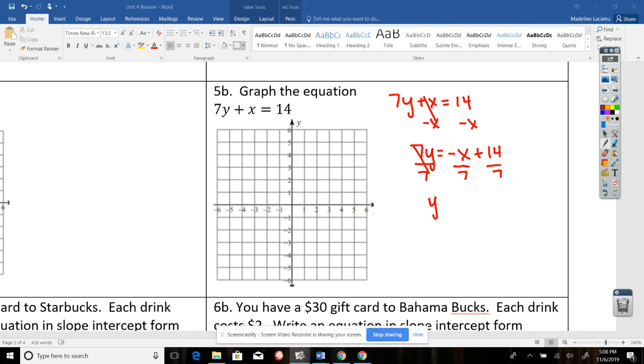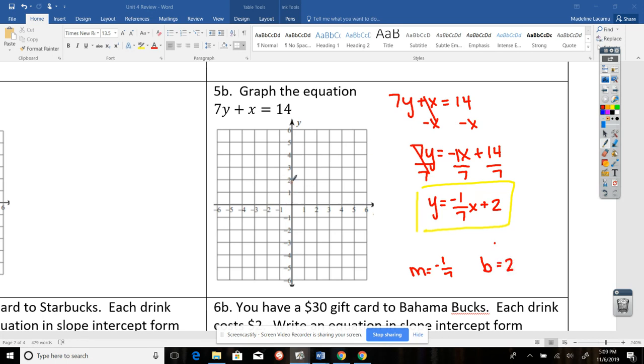So my answer here would be y equals, remember there's a 1 in front of the x, so it'd be negative 1 over 7 x. Then 14 divided by 7 is plus 2. So our final answer here is negative 1/7 x plus 2. But then it wants us to graph it. So I need to know that my slope is negative 1 over 7, and my intercept is a positive 2.